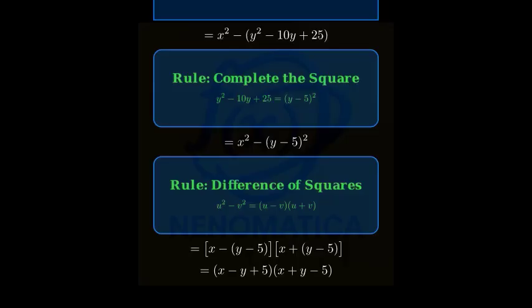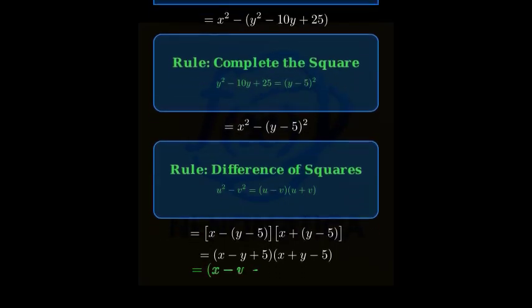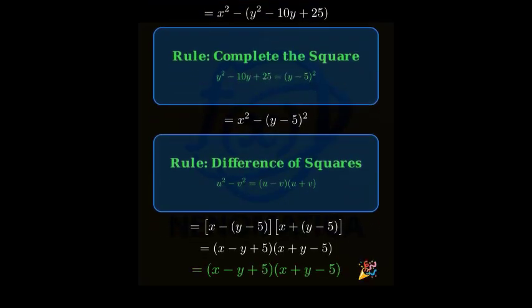So our final factored form for the second example is (x minus y plus 5) times (x plus y minus 5). Let's summarize what we've learned in this lesson. First, we learned how to group terms to isolate differences of squares. Second, we applied the formula u squared minus v squared equals (u minus v) times (u plus v) for differences of squares. And third, we factored out common factors to simplify expressions.